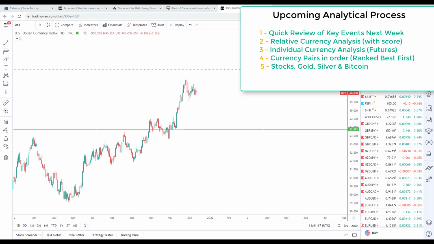We're then going to have a look at the scorecards for the currencies going into next week before moving on to the individual currency analysis. And once we've analysed the currencies individually, we're going to move on to the currency pair selection where we match up the strongest and the weakest currencies, finding the best pairs for next week. And as always, we're going to finish by looking at stocks, gold, silver and Bitcoin.